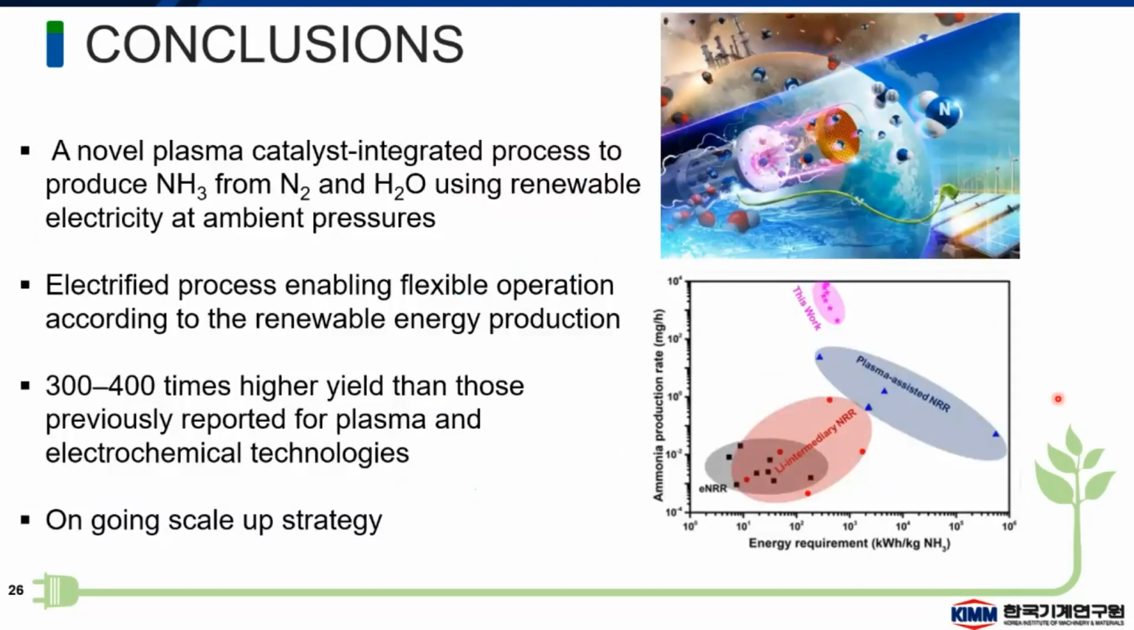So the conclusion of our work is we introduce a novel concept of a plasma catalyst integration process to produce ammonia that is very flexible, as we can work with renewable energy. And another important thing is we produce around 300 to 400 times higher production of ammonia as compared to all the previous work related to plasma and electrolysis processes.